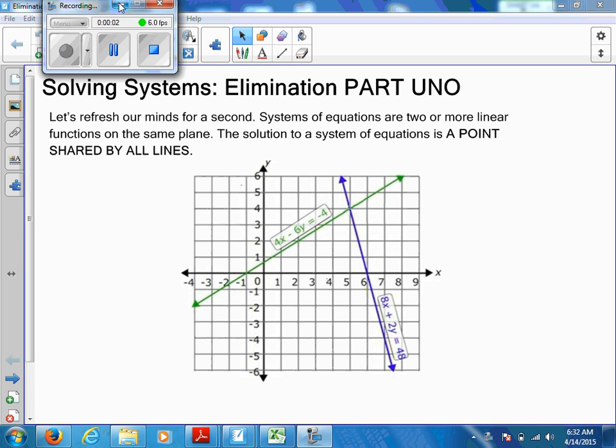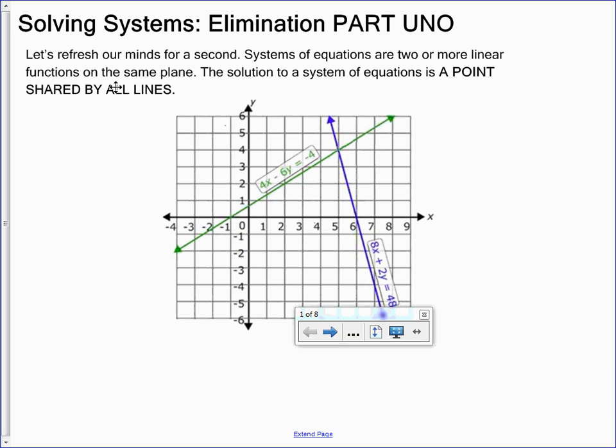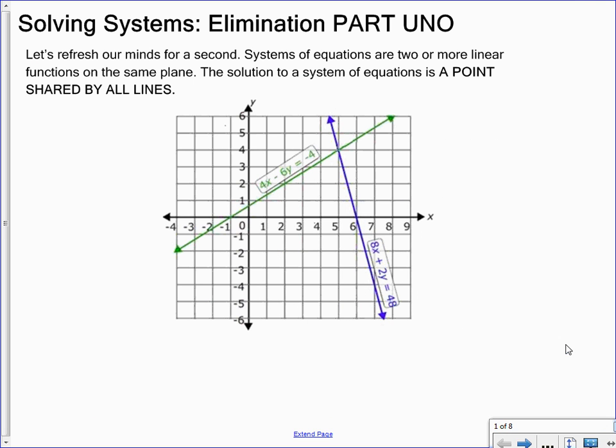Okay, this is solving systems of equations using elimination, part 1A, using addition. So, let's just refresh. We have been working on systems of equations, which is basically going to give us a value for x and a value for y, and that value for x and that value for y tell us where those two lines, those equations, if we graph them, would cross.